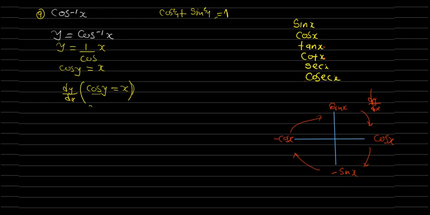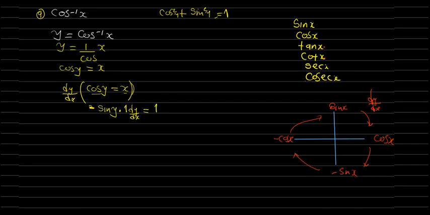So differentiating cos y will give you negative sine y. Each time you differentiate a trig function, you also differentiate the angle. So the dy/dx of the angle is just 1, but each time we differentiate a trig function of y, we always attach dy/dx. That is equal to the derivative of x, which is just 1.